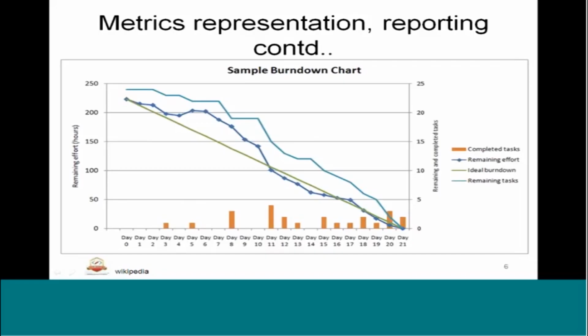So on the 0th day we have all the tasks remaining and we have the full time available. As we progress, the tasks should reduce, as well as the remaining time. That's how you can see the ideal burn down. For example, we take day 8. On day 0, 250 hours are left and tasks remaining are about 25.